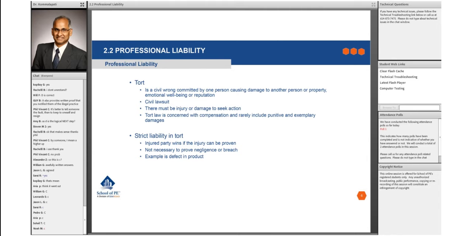Tort law is concerned with compensation only, or let me put it this way, mostly with compensation, and rarely it will go to what is called punitive, making an example of yourself so that nobody else will do what you did. Those are called punitive and exemplary damages. Okay, so the idea here is, hey, you got some loss because of this, so let us compensate you. You are going to the court to get compensation for the loss you incurred. That is the purpose of tort law.